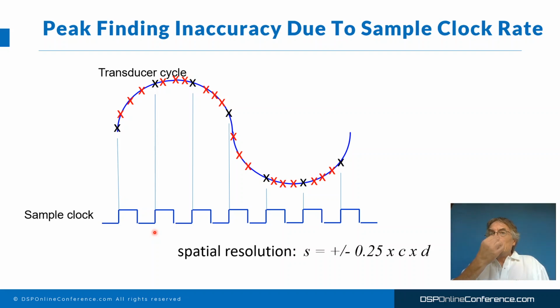What we need to do is, when we sample our received pulse, the samples are shown by the black crosses in the diagram here. The samples are clocked on the positive going edge of the clock going to the A to D. And we want to improve the resolution of this particular application to detect the peak of the pulse.